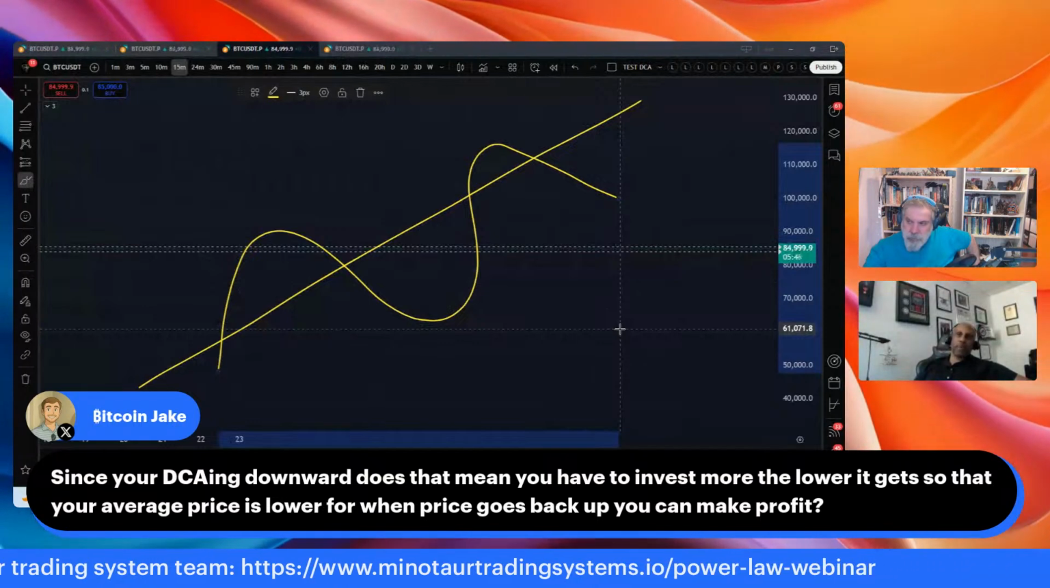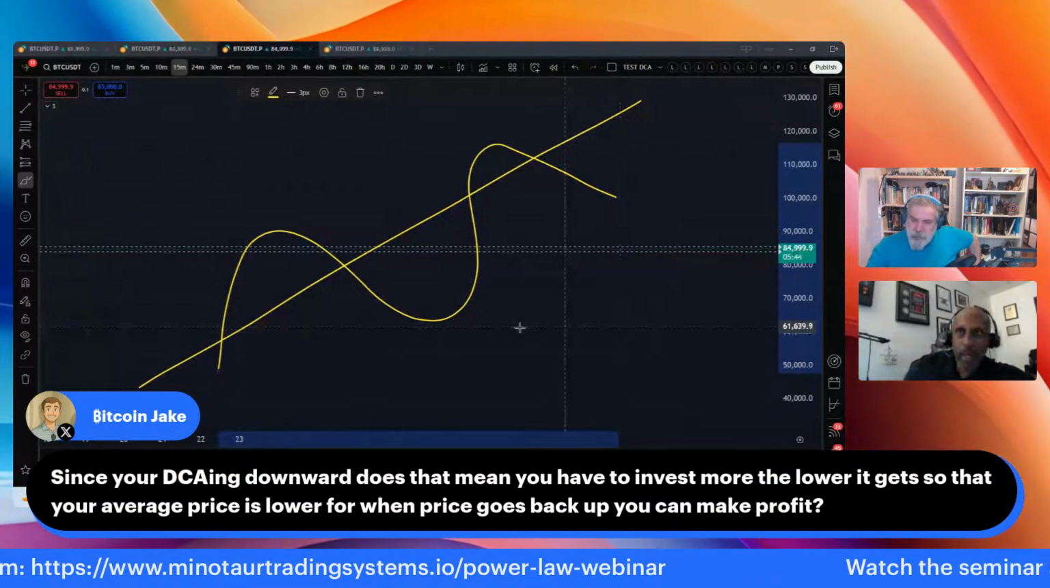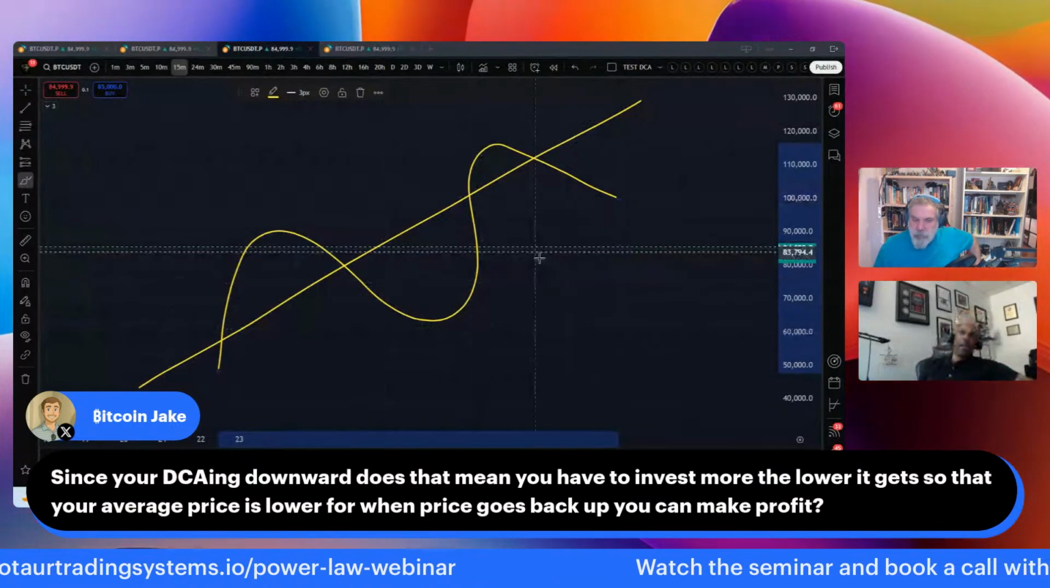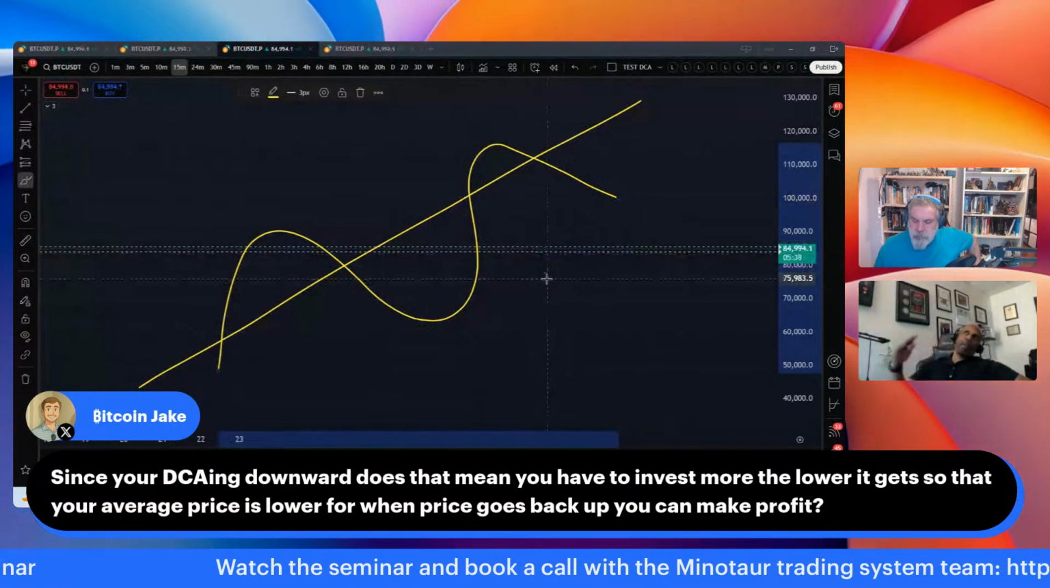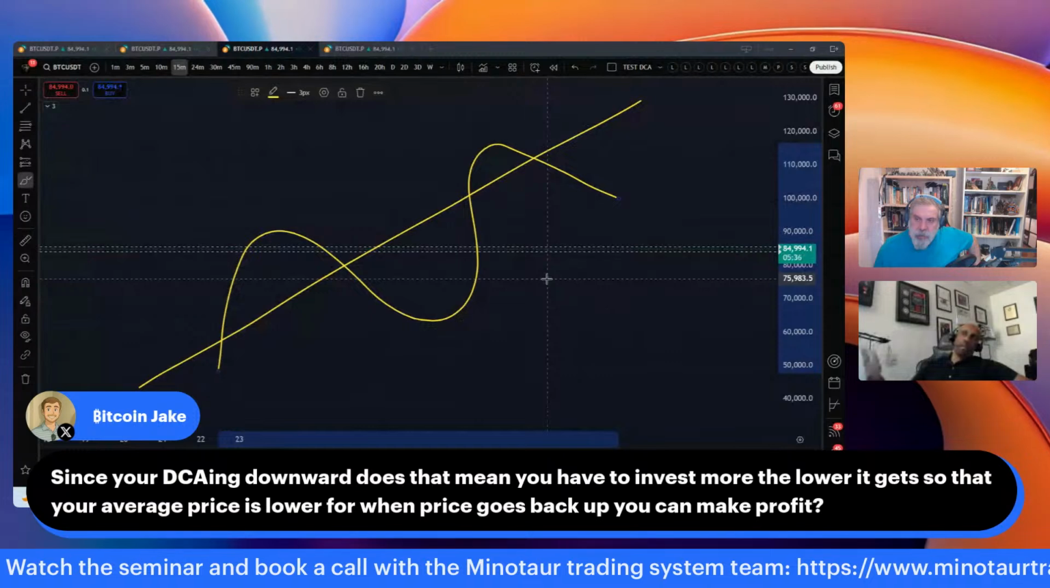And then by averaging down, the natural price rally or the trend of the asset takes you out at a profit. And you continue to do that over and over again.